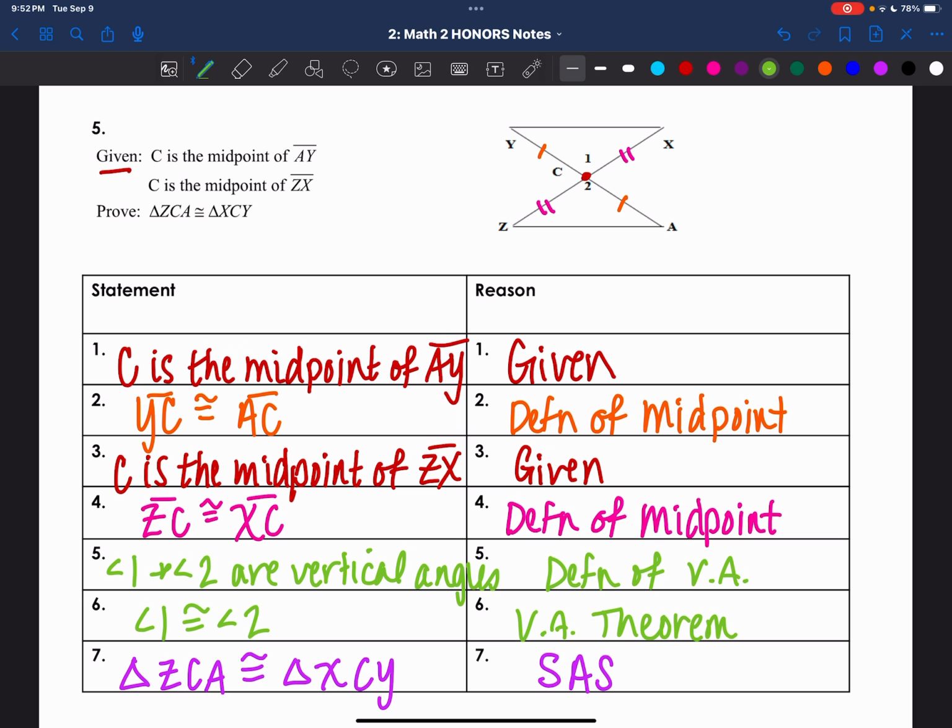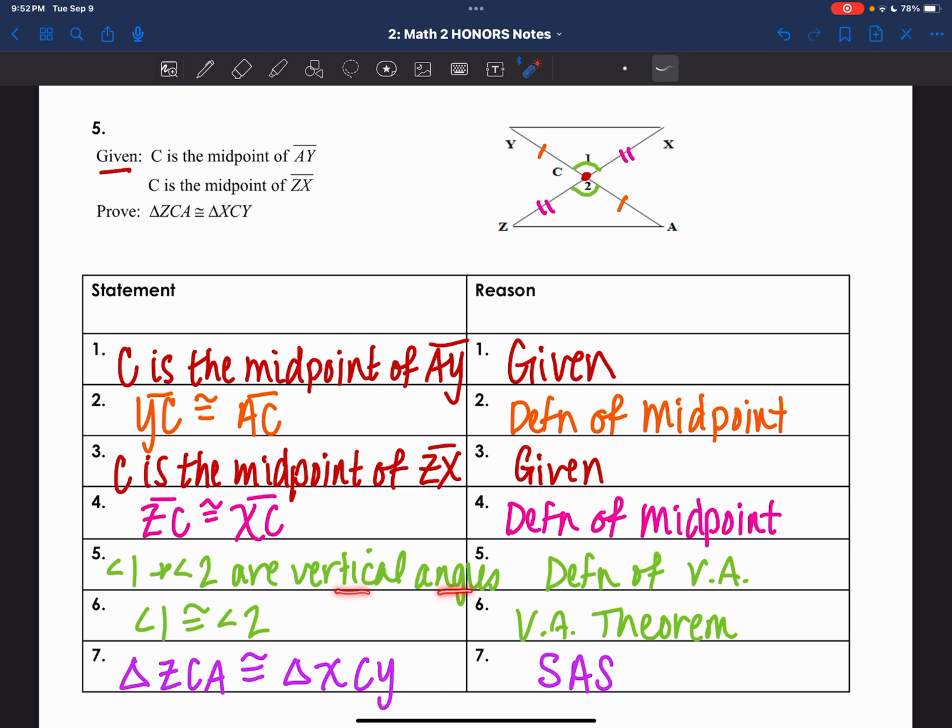And for this, it does not say it, but we do know angle 1, so I'll make it a little bit thicker, and angle 2 are vertical angles. So remember, we defined it. Now that we've defined it, now we can give it a value. And we can give it value by saying this is congruent to that. Angle 1 is congruent to angle 2, and we know that because it's the vertical angle theorem.